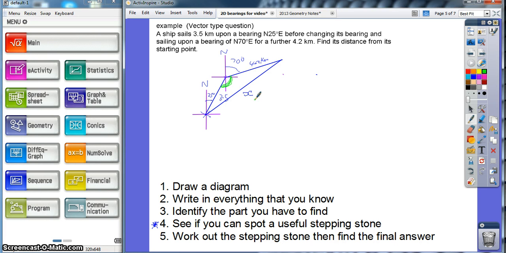So the question is, can we work that out from what we know? So let's have a look. Can we work out our stepping stone? In fact, if you haven't already done so, pause the video and see if you can work it out now.